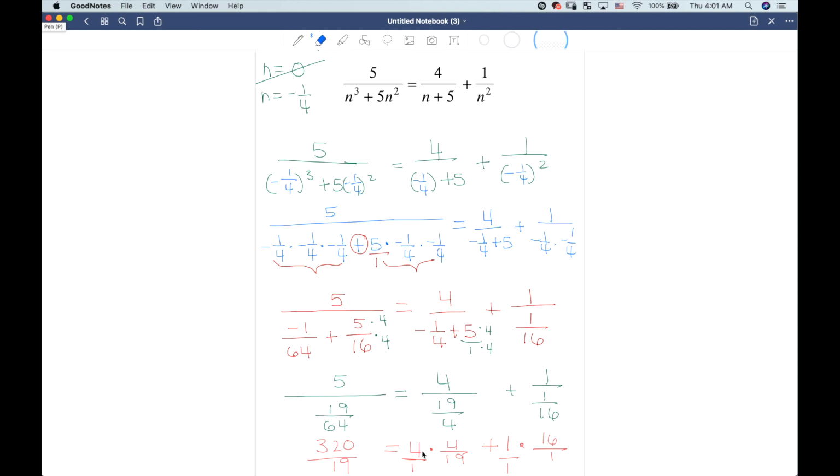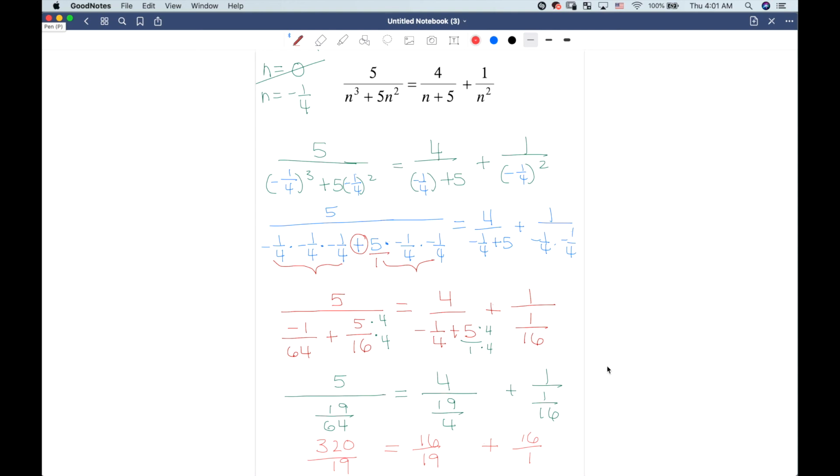4 times 4 is 16. 1 times 19 is 19. So 16 over 19. 1 times 16 is 16. 1 times 1 is 1. So 16 over 1. Okay, we're almost there.